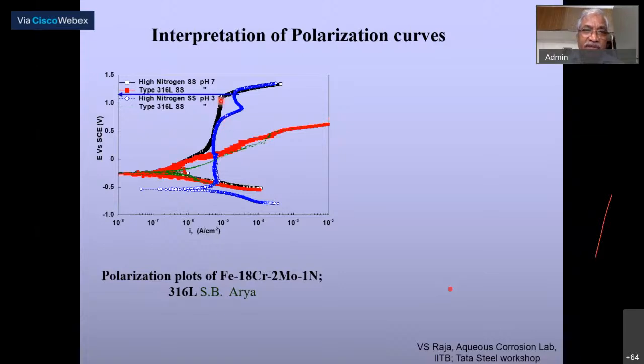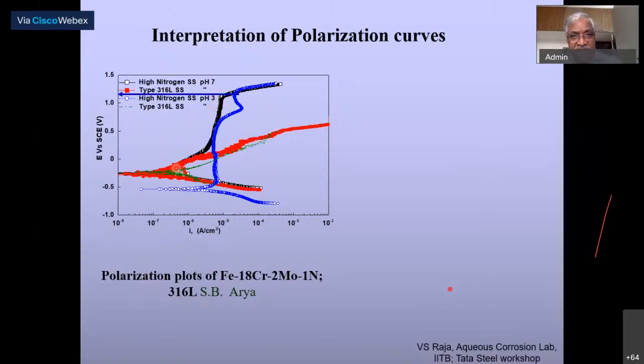The black one is not really black, because all these legends are close by here. This corresponds to the alloy in the sulfate solution whose pH is about 7. And the blue one corresponds to the same alloy at a pH of 3. So this is a little acidic pH, and this is a neutral pH.